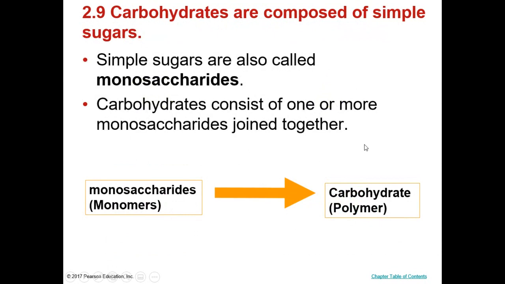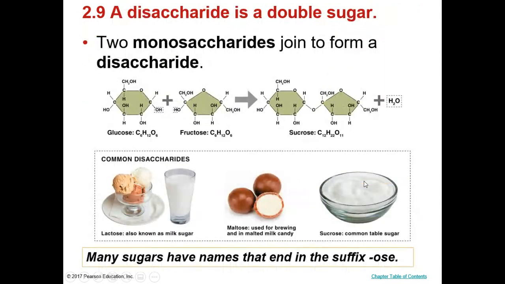Again, simple sugars are monosaccharides. If you have enough monosaccharides as monomers coming together, then you make polymers of carbohydrates. Their bonding right there is called a glycosidic linkage. So this right here is called a glycosidic linkage, and it was made by the release of water.